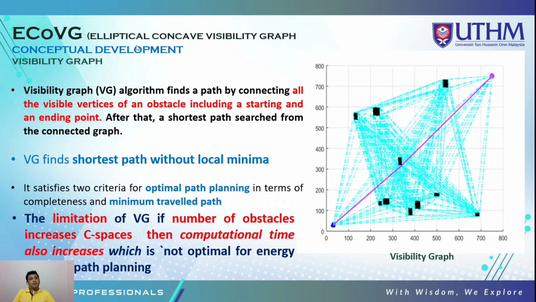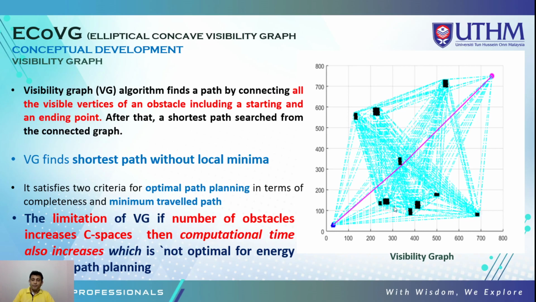You can see it is an elliptical concave visibility graph. So first I will explain the visibility graph. Visibility graph is an algorithm. If you consider this a C space, a number of obstacles are situated here, shown in black. These obstacles will all be calculated. From here to here, from here to here, all are calculated by the green line.